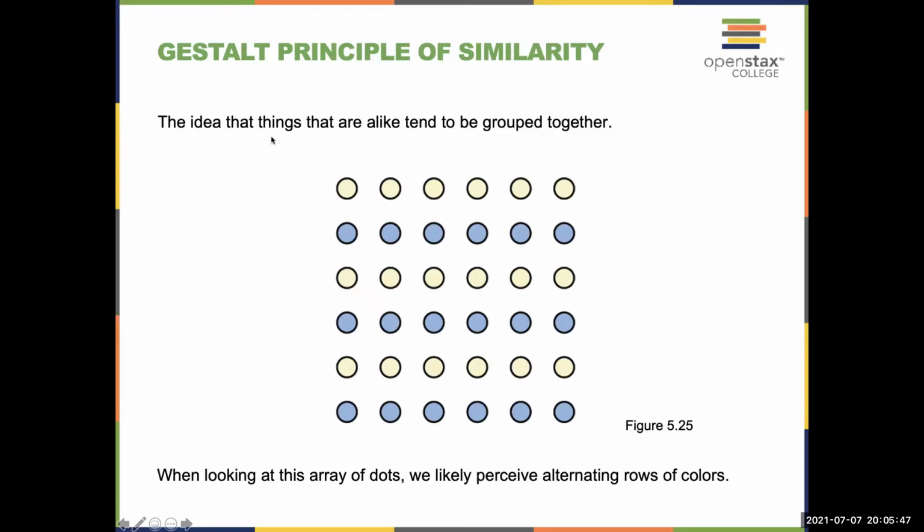So the idea is that things that are alike tend to be grouped together. When you're looking at this array of dots, you are likely perceiving alternating rows of colors, so pale yellow, blue, etc.